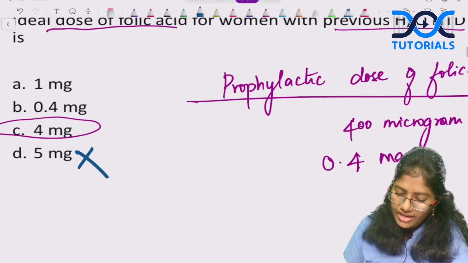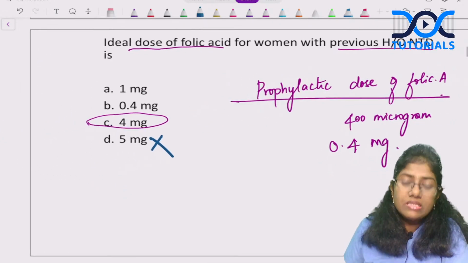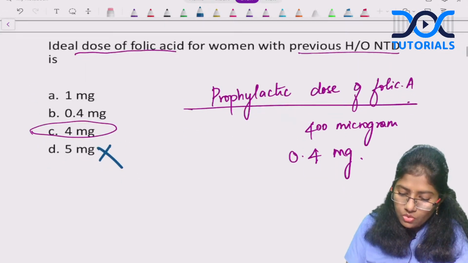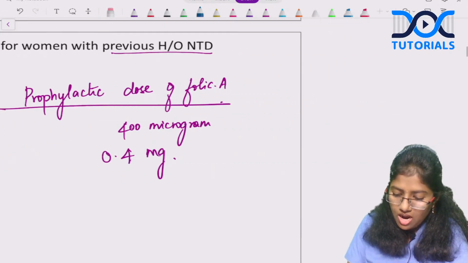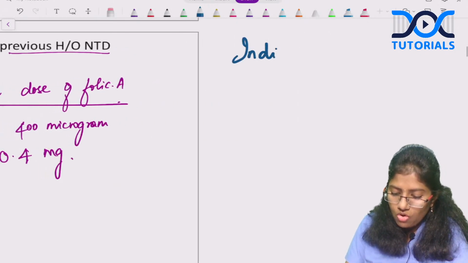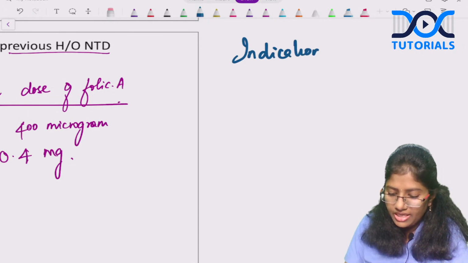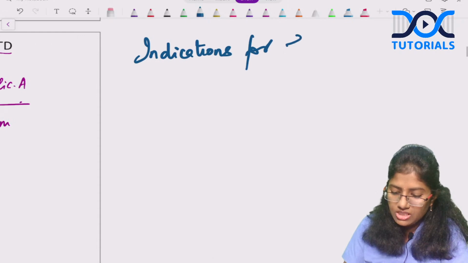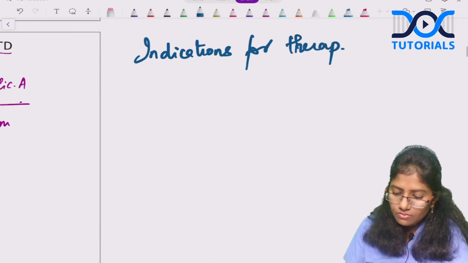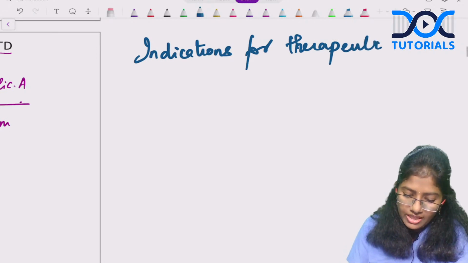Now, having discussed this, we'll also discuss the indications for therapeutic dose of folic acid. What are the indications for therapeutic dose of folic acid? We have 5 indications here.